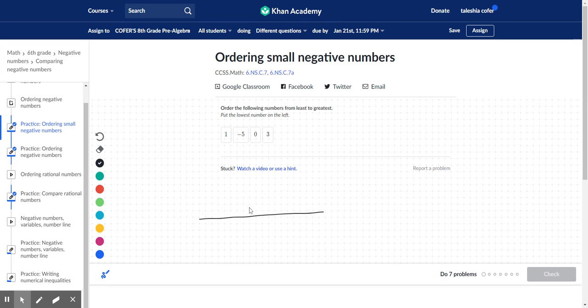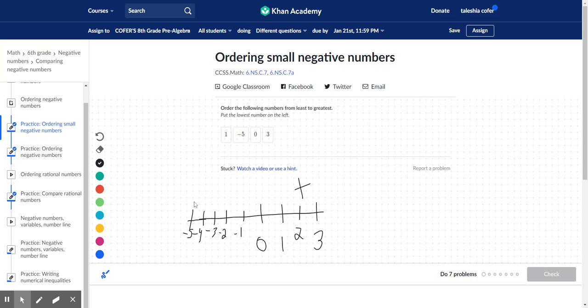We start off with the number line, and we have our zero in the middle. We put our other numbers on the number line. I know that 1 would be over here, 2, and then 3 would be here. Those are my positive numbers on this side. My negative numbers would be on this side: -1, -2, -3, -4, and -5, and so on.